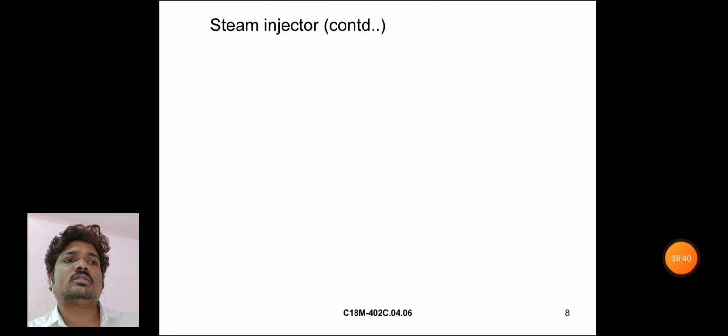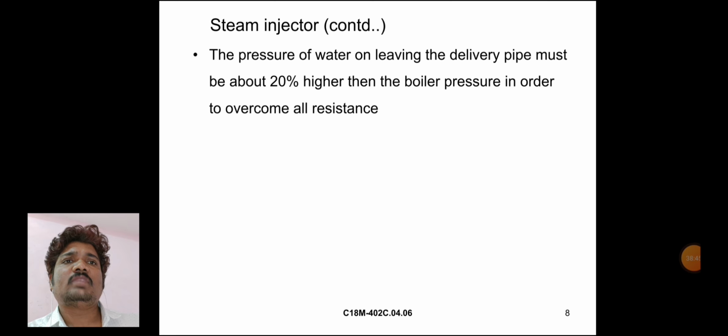Steam injector. The pressure of water on leaving the delivery pipe must be about 20% higher than the boiler pressure in order to overcome all resistance.